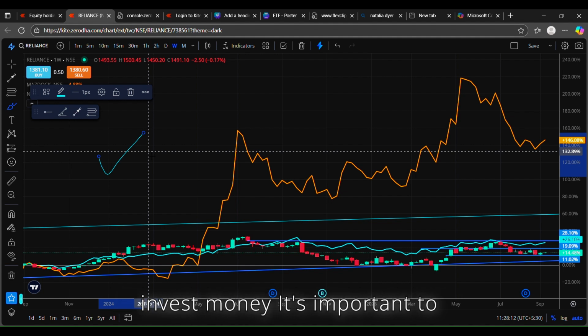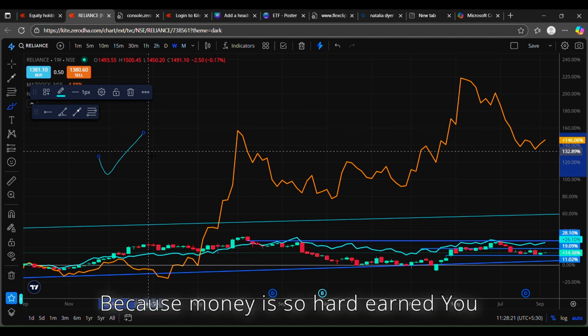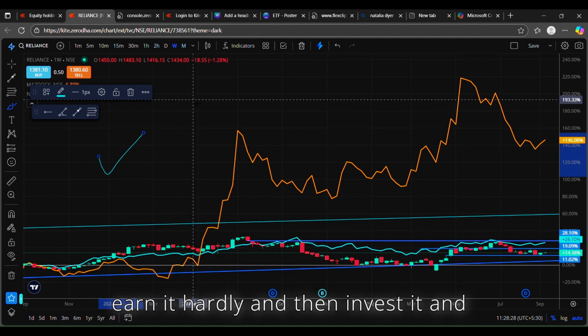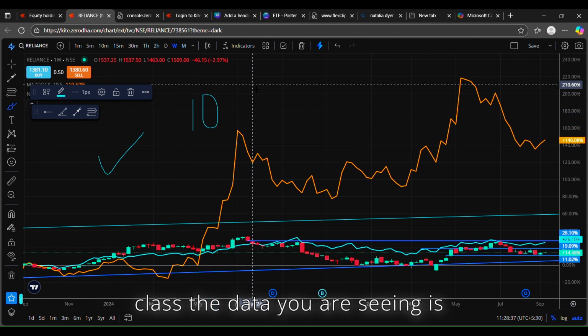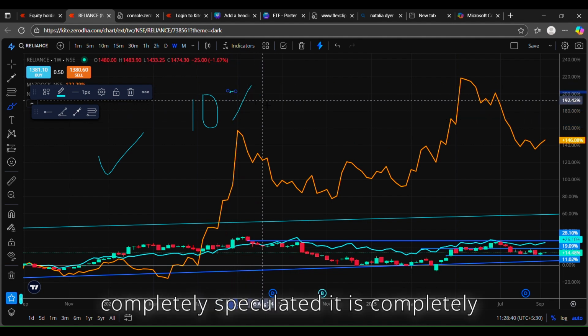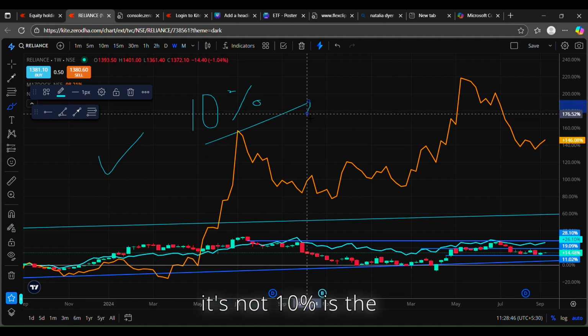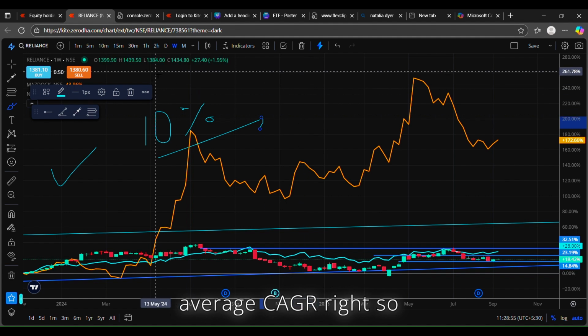It's not important to invest money. It's important to consider the asset, the thing you are investing your money in, because money is so hard earned. You earn it hardly and then invest it, and somehow you lose or don't make returns. See, inflation is 10% for the middle class. The data you are seeing is completely speculated. It is completely to show that, oh, government is working. It's not. 10% is the inflation. So at least 13% should be your return, your average CAGR, right?